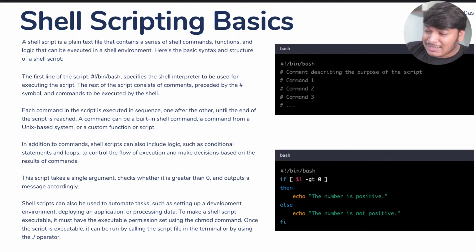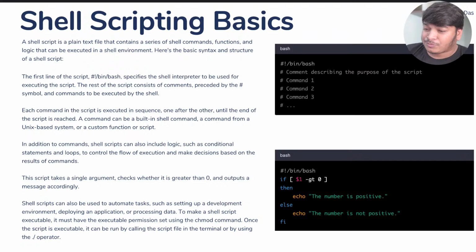Now, shell scripts can be used to automate tasks such as setting up a development environment, deploying an application, or processing data. To make the shell script executable, it must be given executable permission using the chmod command. So what you have to do is write a file, a shell.sh file. Until you give that file executable permission, it's not going to execute. So you have to give that executable permission, and I will show you. Don't worry if you have not done that before, I will definitely show it.